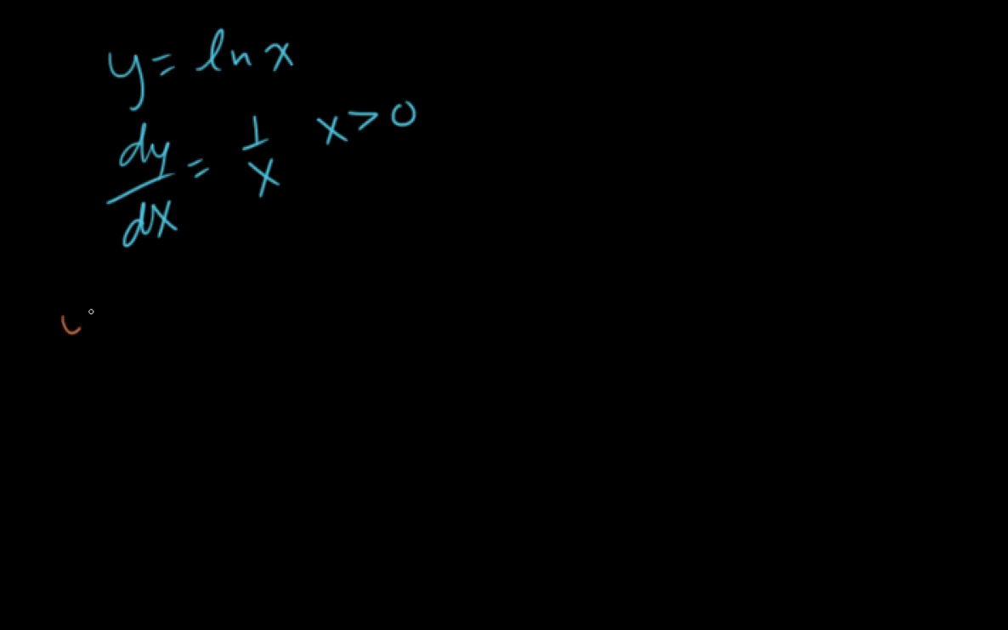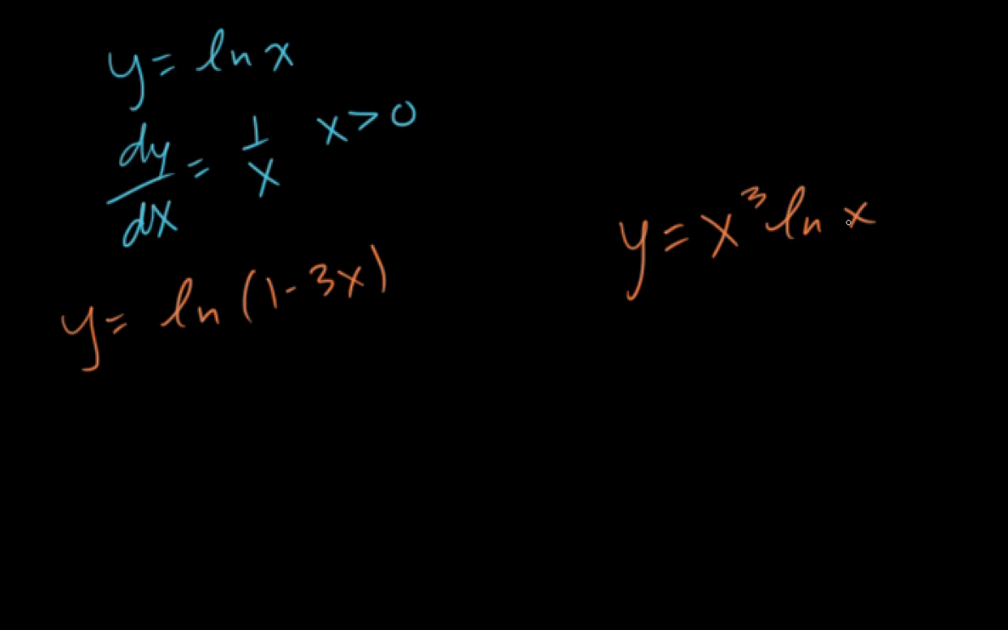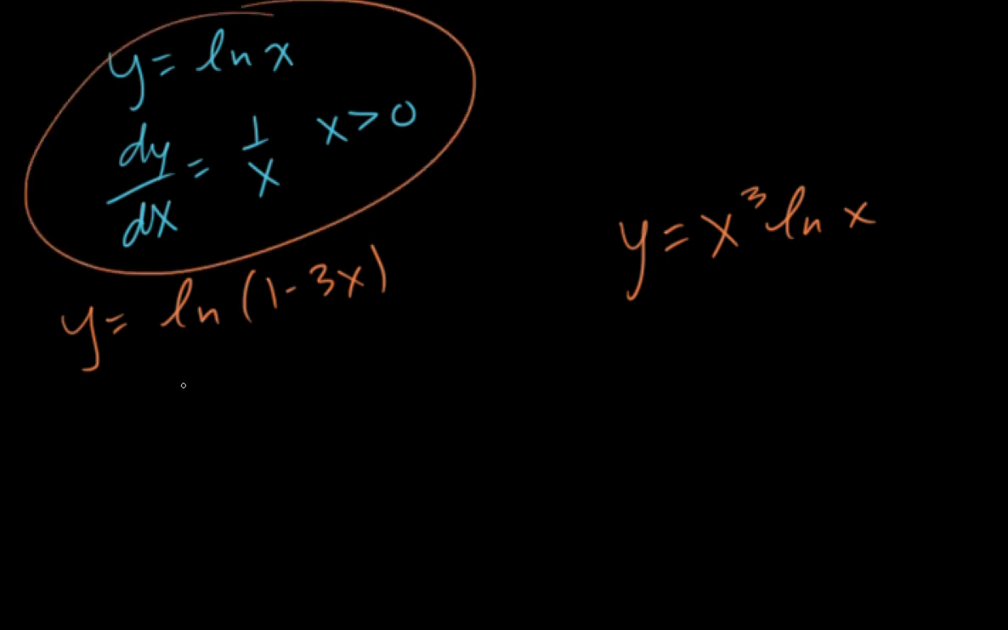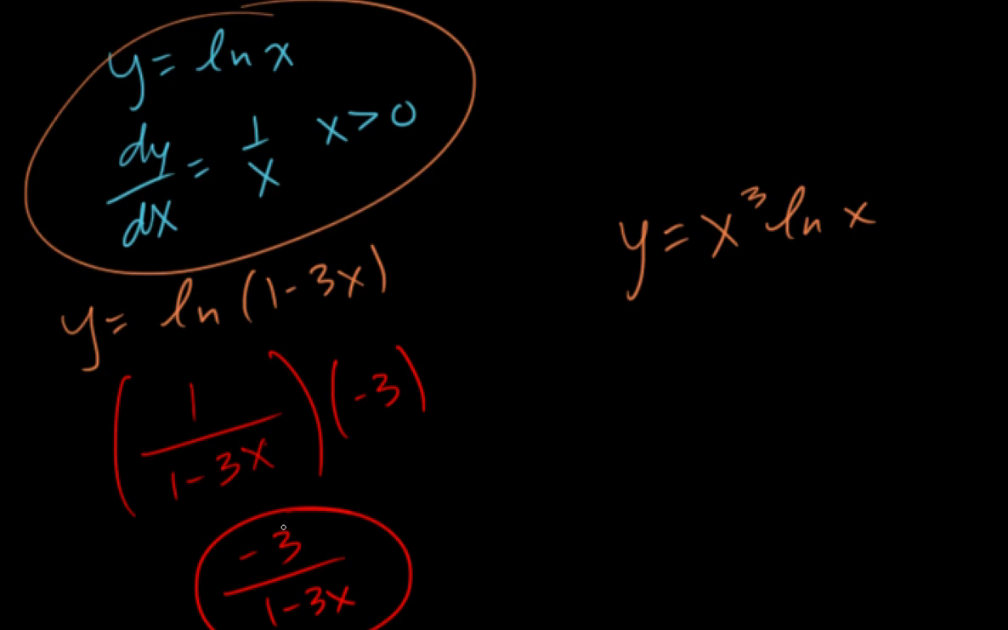Okay, so if we have y is equal to natural log of 1 minus 3x, and y is equal to x cubed natural log of x. Okay, so what we're going to do, we're going to use this relationship right here. And so we just do 1 over the inside. So with natural log, that's going to be our first thing that we do on all of them. And then we need to multiply by the derivative of the inside because of the chain rule. And so we end up getting that for our dy/dx.